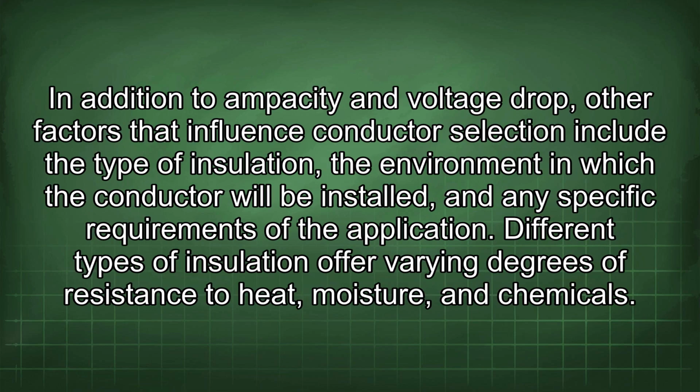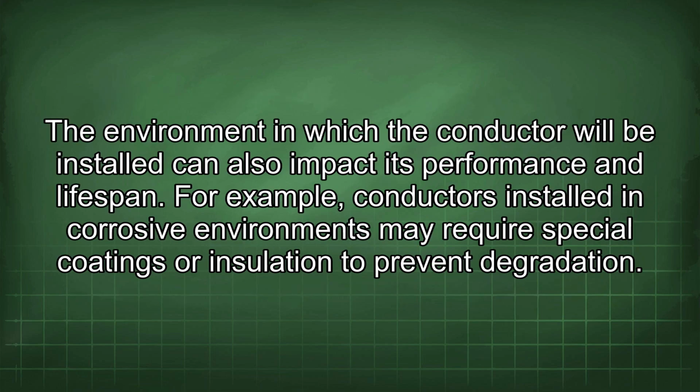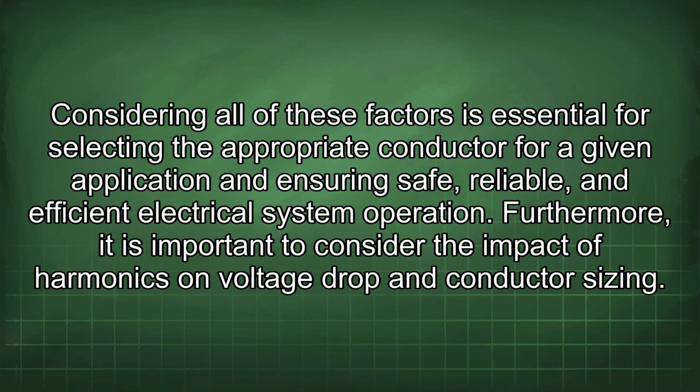In addition to ampacity and voltage drop, other factors that influence conductor selection include the type of insulation, the environment in which the conductor will be installed, and any specific requirements of the application. Different types of insulation offer varying degrees of resistance to heat, moisture, and chemicals. The environment in which the conductor will be installed can also impact its performance and lifespan. For example, conductors installed in corrosive environments may require special coatings or insulation to prevent degradation. Considering all of these factors is essential for selecting the appropriate conductor for a given application and ensuring safe, reliable, and efficient electrical system operation.